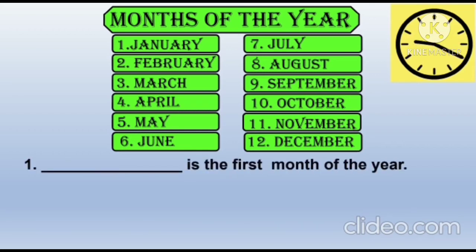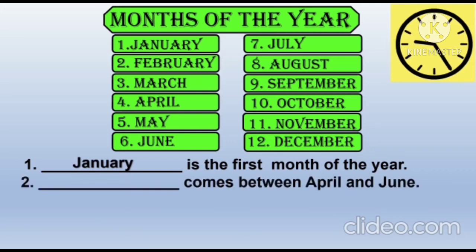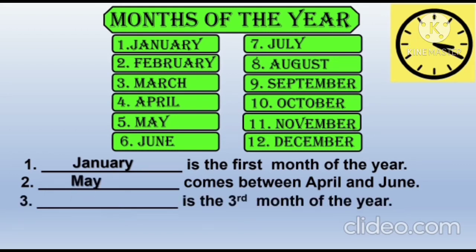Look at the first question. Dash is the first month of the year. That you know very well, that is January. Look at the second question. Dash comes between April and June. So you have to know the order. Between means it is coming in the middle of April and June. That is the month of May.